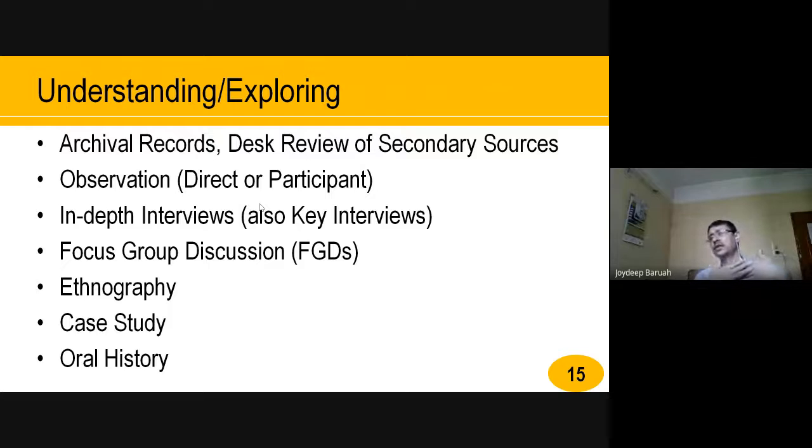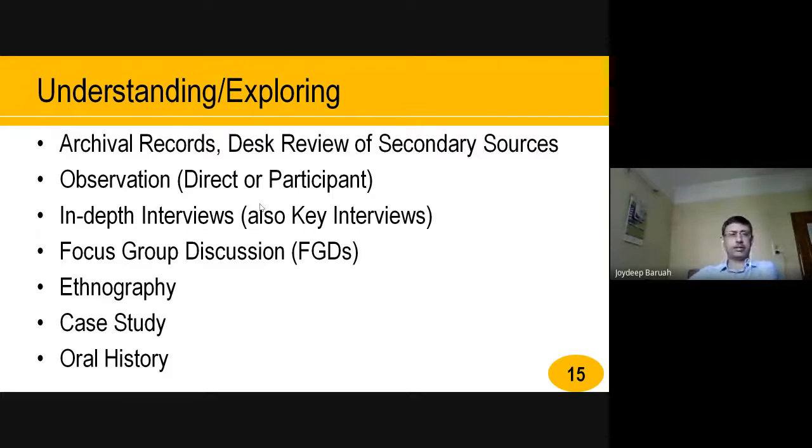So therefore, that is understanding the phenomena, understanding what is happening. This is how it is actually presented, without having to bother much about estimation and generalization. If you are more inclined towards understanding and exploring, then obviously you will have this kind of methods for data collection.